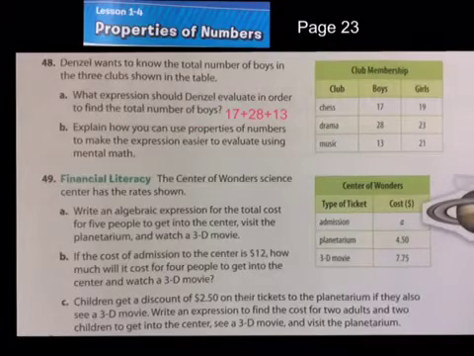Okay. We could make this a commutative property, and you know that we could just change them around: 17 plus 13 plus 28, and it would all equal the same. The sum would be the same. Explain how you can use properties of numbers to make the expression easier to evaluate using mental math. Okay, how can we use properties?